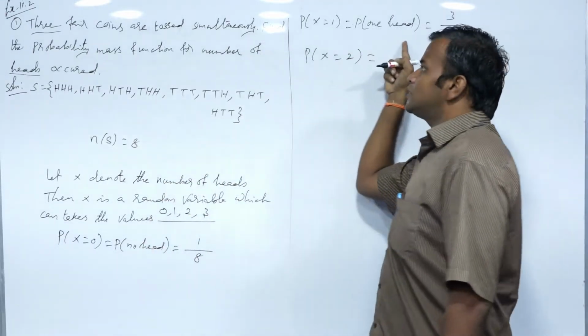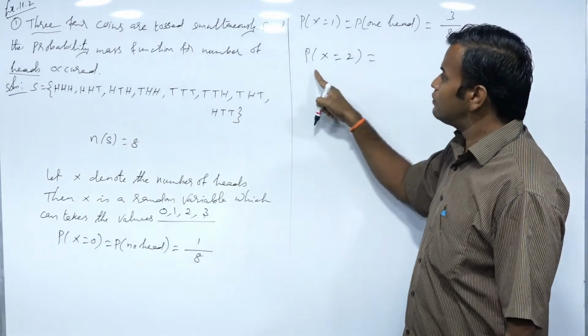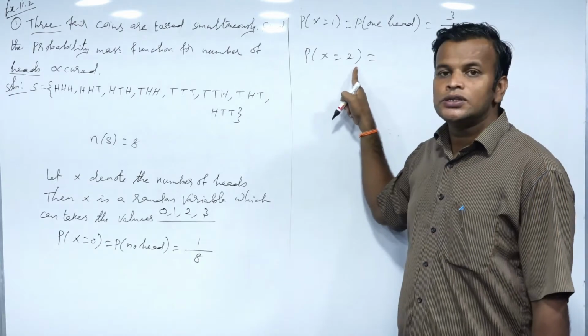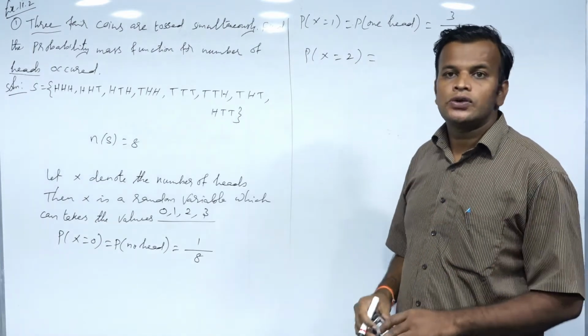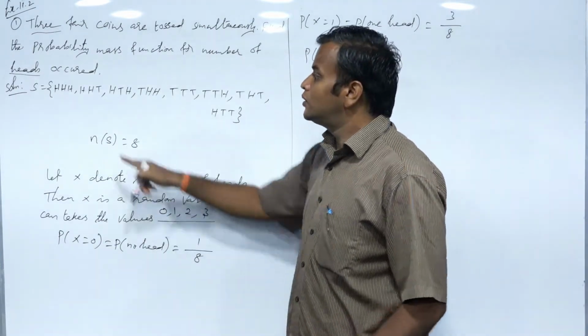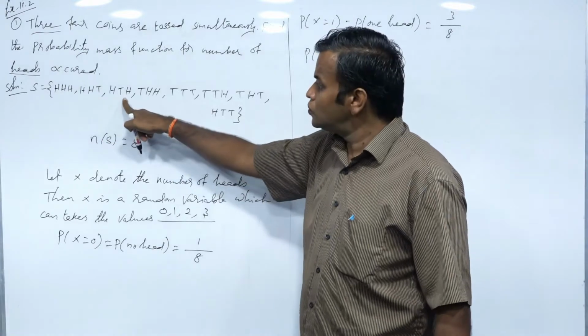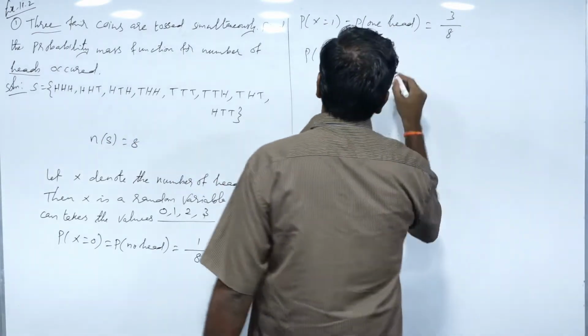Next, P of X is equal to 2. No need to write this one; this one is for your understanding. Then directly write the answer. P of X is equal to 2 means there will be exactly 2 heads. So exactly 2 heads, how many events are possible? 1, 2, 3. So 3 by 8.